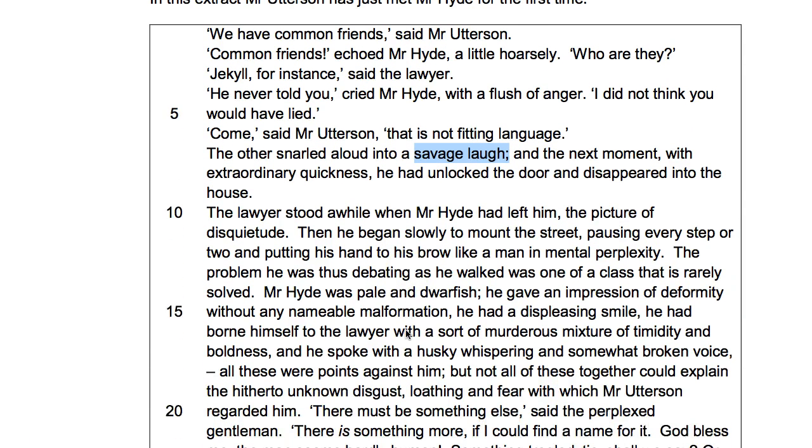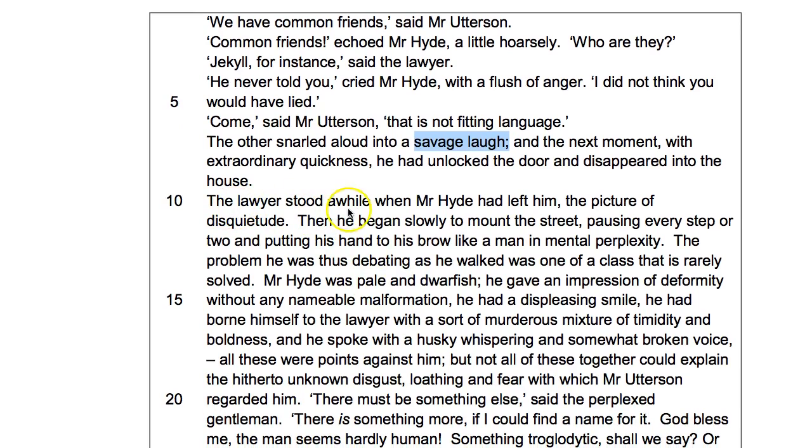Okay, well, we need another quotation. Well, let's read on. "The lawyer stood a while when Mr. Hyde had left him, the picture of disquietude. Then he began slowly to mount the street, pausing every step or two, and putting his hand to his brow like a man in mental perplexity. The problem he was thus debating as he walked was one of a class that is rarely solved. Mr. Hyde was pale and dwarfish. He gave an impression of deformity without any nameable malformation. He had a displeasing smile. He had borne himself to the lawyer with a sort of murderous mixture of timidity and boldness, and he spoke with a husky whispering and somewhat broken voice."